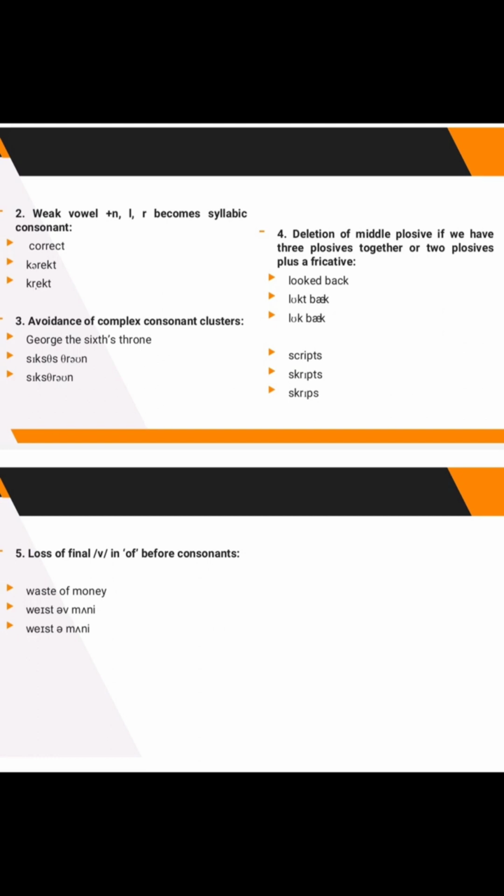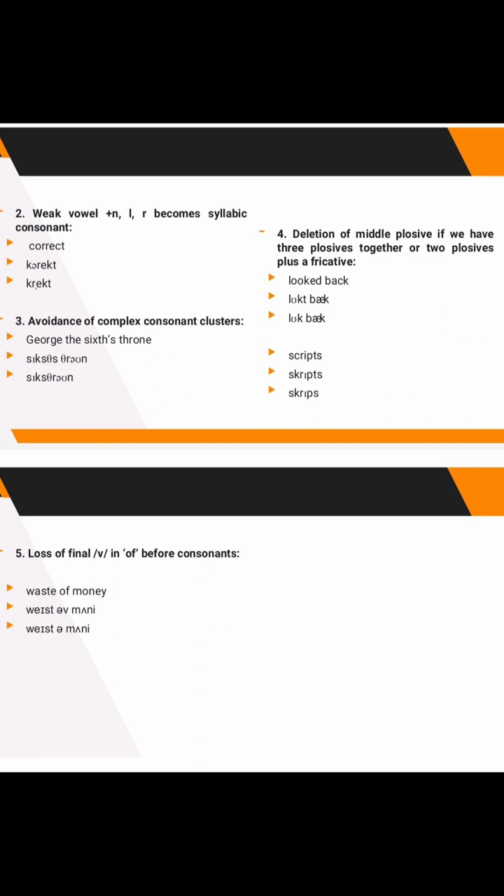3. Avoidance of complex consonant clusters. If we have more consonants together in a cluster, like 4 or maybe 5 or 6, we know that the maximum number of consonants that cluster together is 4 in the coda of the syllable. But if this coda is followed by 2 or more consonants in the onset, it will be really difficult to pronounce. So in order to avoid such difficulty and make pronunciation smooth and easy, we delete some of these consonants to make it a simple cluster and easy to pronounce.